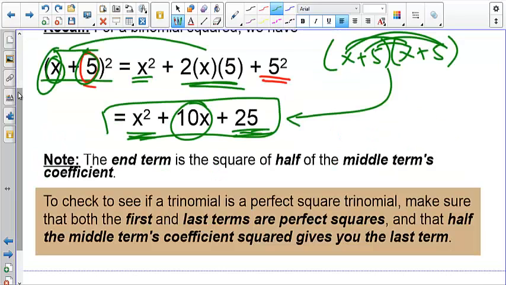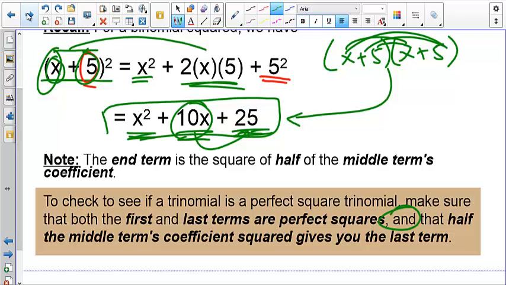So to check if a trinomial is a perfect square trinomial, you need to make sure that both the first term and the last term are perfect squares. But you also have to make sure, and this is really important, that half the middle term's coefficient, squared, would give you the last term. So half of this is 5x, and its coefficient is just 5, and 5 squared would give you the 25. That's essentially how you check that the middle term was constructed from both the first term and the last term.